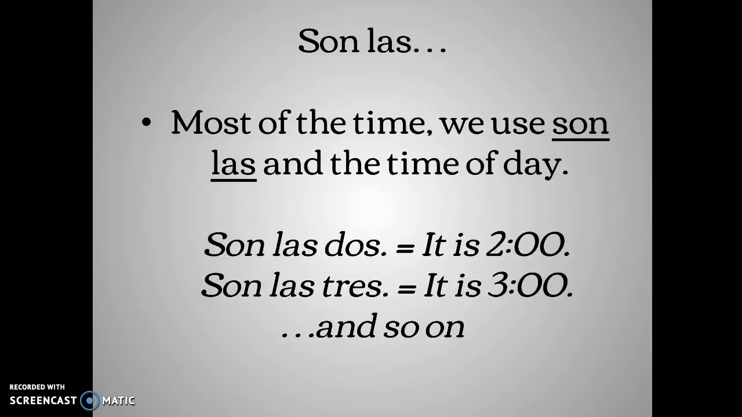Most of the time, for any time when the hour is more than 1 o'clock, we're going to say son las to tell the hour, because son is plural. Then we say the time of day. So in order to say it is 2 o'clock, we say son las dos. In order to say it's 3 o'clock, we say son las tres. And before you go on, make sure that you try to write down the translation in Spanish for it is 4 o'clock on your own.